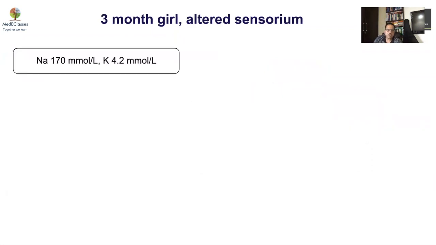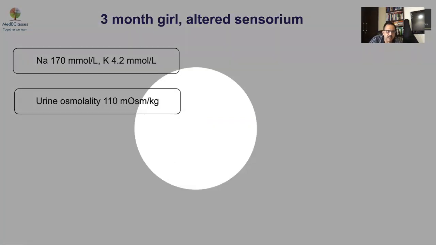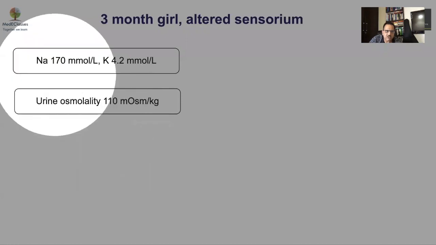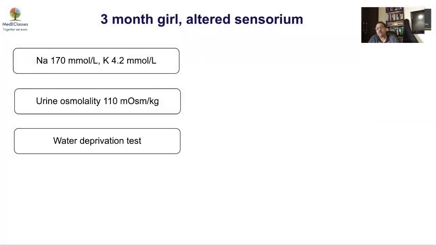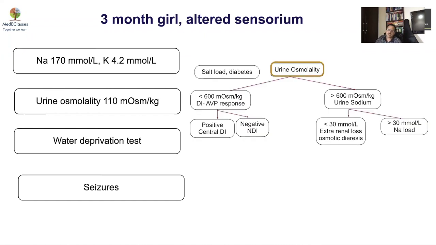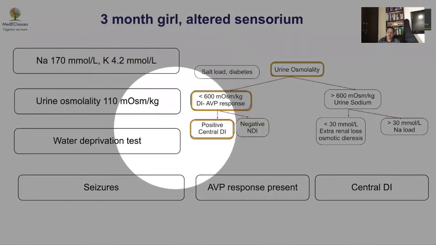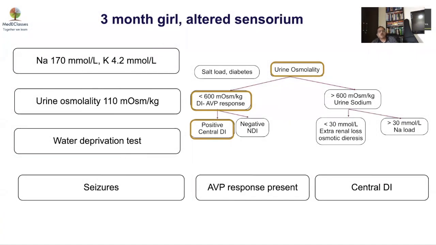A 3-month-old girl with altered sensorium, hypernatremia, potassium is okay, urinary osmolality is low. So there is hypernatremia already and low urinary osmolality. So this is DI, was advised a water deprivation test, and this would be catastrophic in this case. So if your sodium is more than 146, please do not do a water deprivation test. It is not required. You look at the AVP response and your diagnosis will be there. A 3-month-old girl, such high sodium, I would invariably think of a malformation causing central DI.